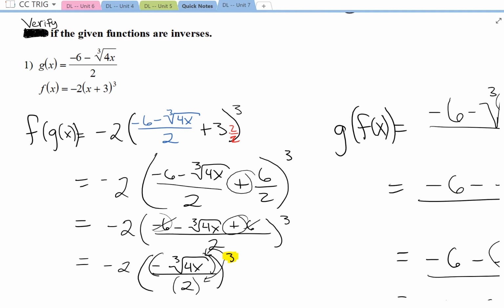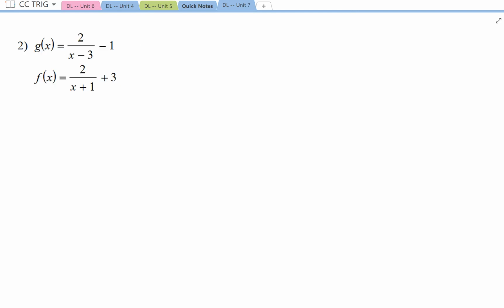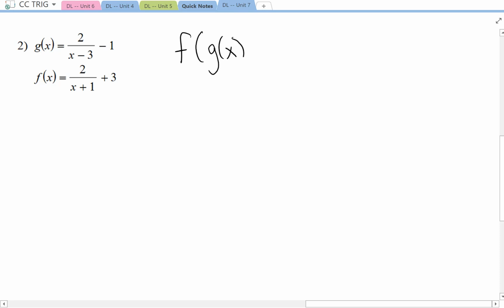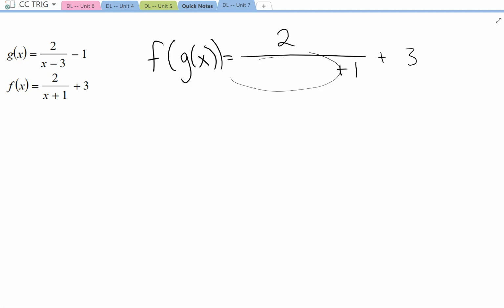So are these functions inverses? Yes, they are. We just proved it. So my first step is to put the g function into the f function, or the f into g. Either way, you have to do both of them, so buckle up. 2 over x plus 1. I like to leave a big space. Plus 3.